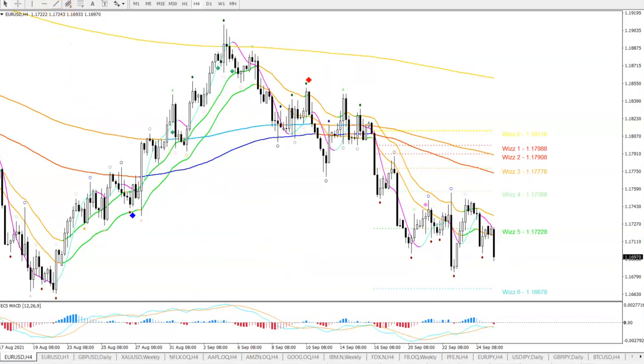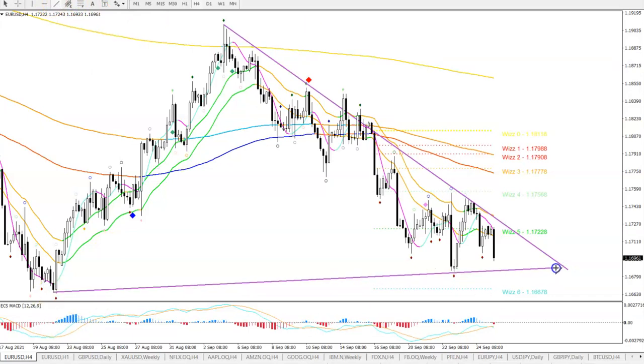So, euro dollar is in a crucial spot. Either it is going to break above this resistance trend line, or what seems more likely at this moment, it is going to break below this support trend line. One of those two is going to be important as a potential breakout.